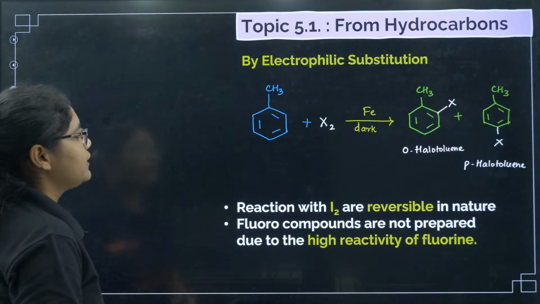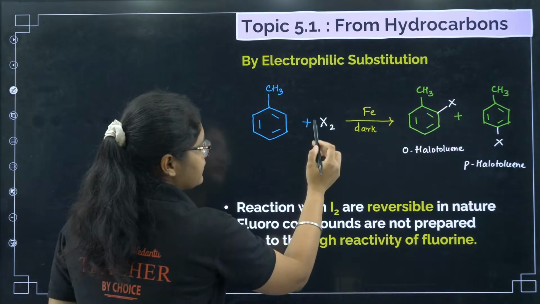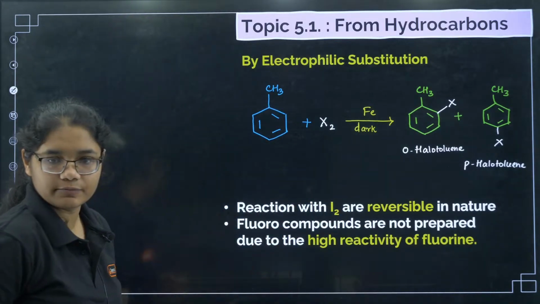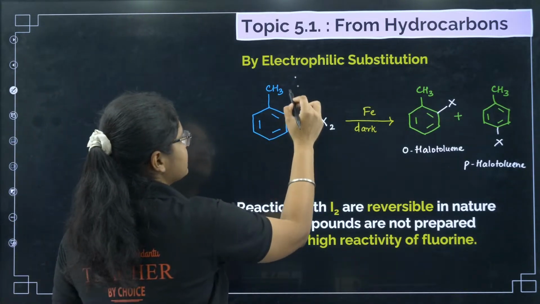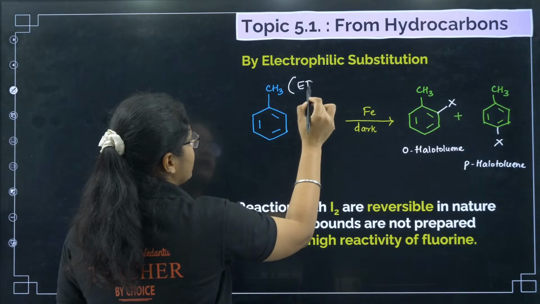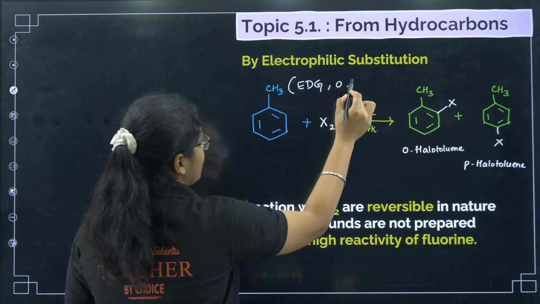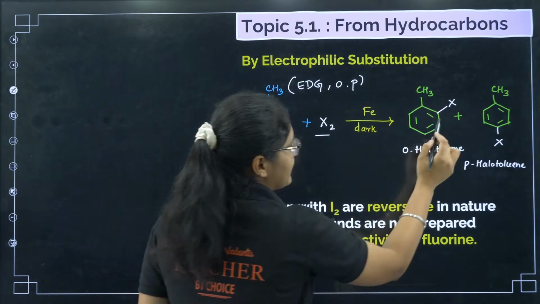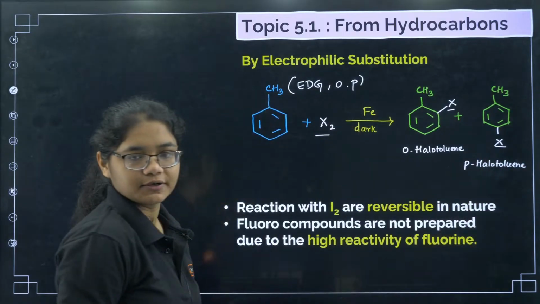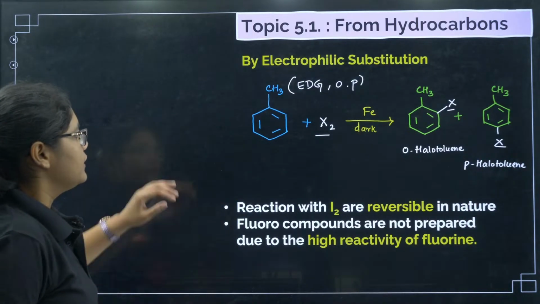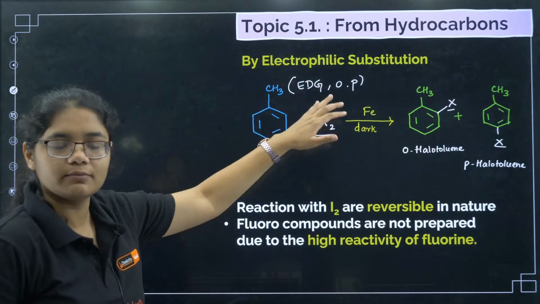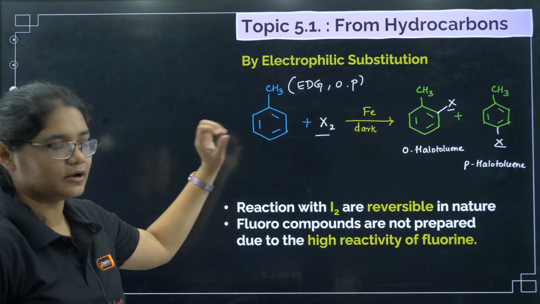Now see, if you take toluene (CH3 on benzene) and treat it with X2 and Fe in the dark, what will happen? The CH3 is an electron donating group, so it is ortho para directing. So X will be added at the ortho and para positions. So that is by hydrocarbons, normally adding halogens to hydrocarbons.